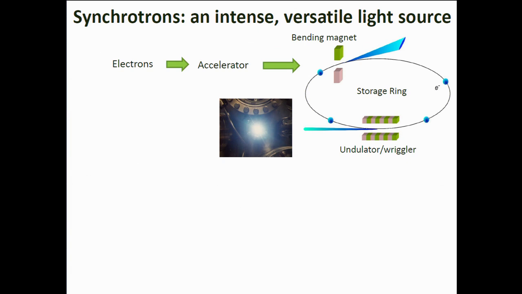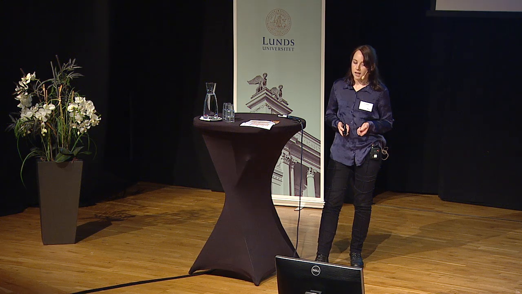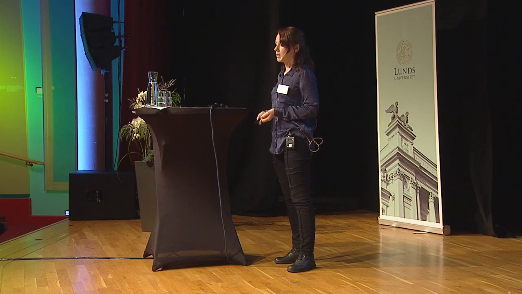Now, usually you would also use components such as undulators and wigglers. What these essentially are is a series of alternating magnets. Depending on the precise placement of these magnets, you can really well control small changes in the electron trajectory. What this means is you have much better control over the sort of light which is emitted. In this way, we can control the polarization of the light, the energy of the light, and in effect, the wavelength of the light. So you can tune this depending on what kind of sample you're looking at and what kind of information you want to obtain.